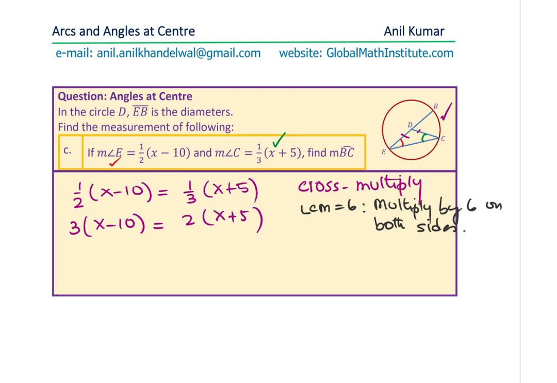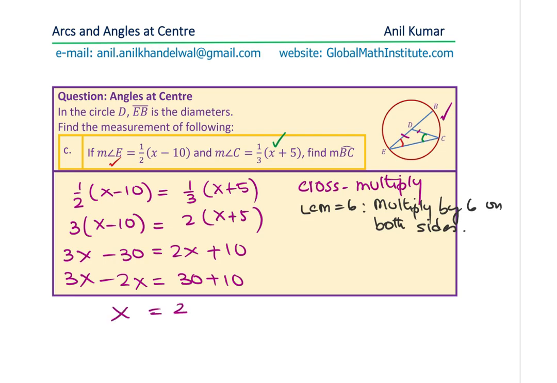Now let us simplify. Open the bracket. We get 3x minus 30 equals 2x plus 10. Bring the variables together and constants on the right hand side. So we get 30 plus 10, and here we have x equals 40. So we get the value of x.